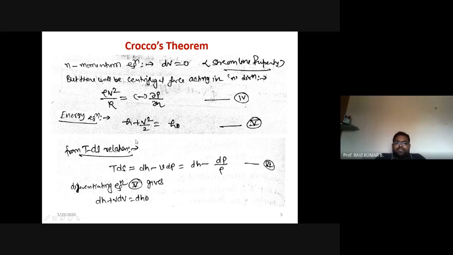Now I apply the energy equation. The energy equation is a simple statement: h plus v squared by 2 is equal to h naught. So this is my energy equation, equation number 5. So all the 3 equations are done.